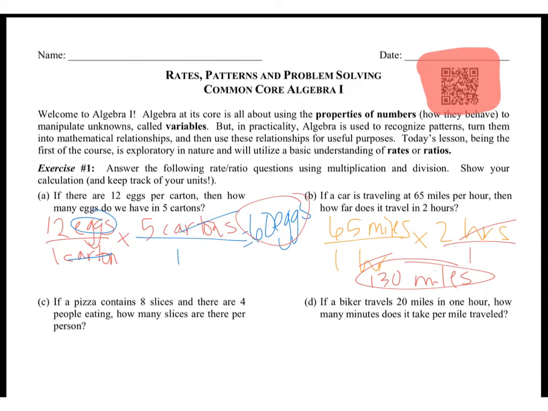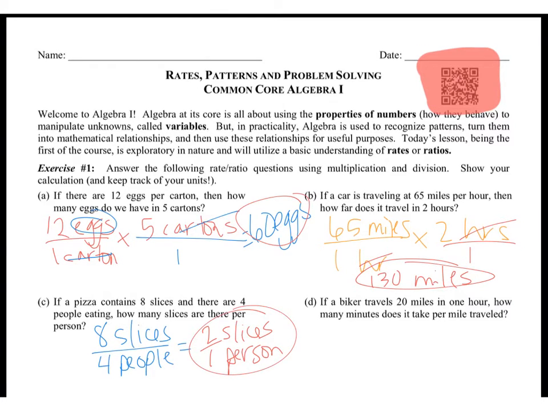Next one, if a pizza contains 8 slices and there are 4 people eating, how many slices are there per person? So 8 slices and 4 people. This is just going to be a division problem. So 8 over 4 is the same as 2 over 1, so 2 slices per 1 person.